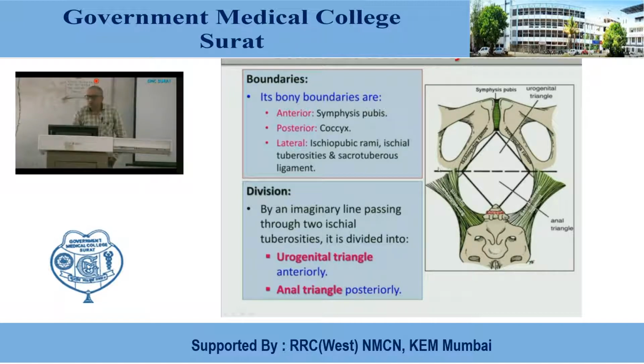Now one can see this dotted transverse line that connects the two ischial tuberosities. This transverse line divides the diamond shaped structure into two triangles. The anterior triangle is known as the urogenital triangle, while the posterior triangle is known as the anal triangle. So basically this diamond shaped structure is divided by a transverse line into two triangles. The anterior one is the urogenital triangle and the posterior one is the anal triangle.